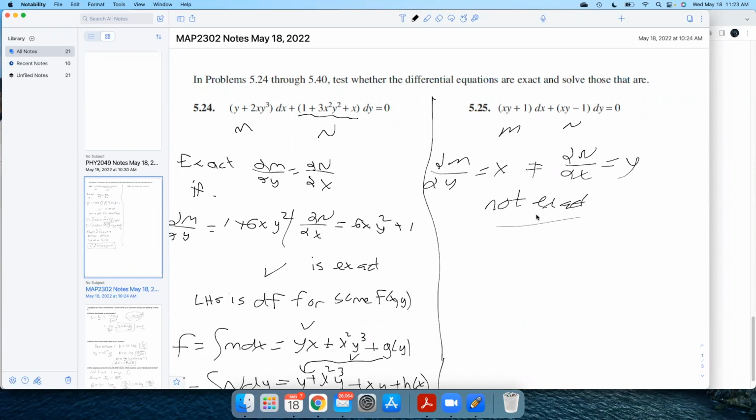We're done. Maybe we could solve this a different way. Maybe we could solve it as a separable DE. Maybe it's a linear DE. We might have other methods, but this method that we did here won't work on that one because it's not exact.